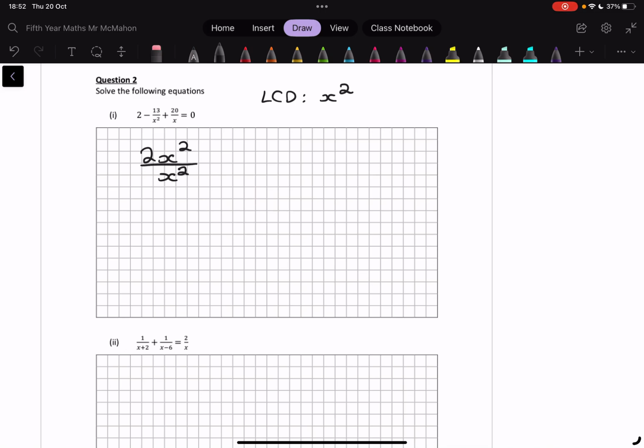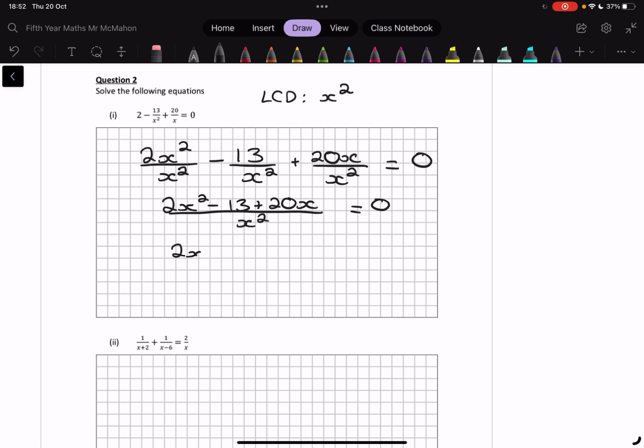so I multiply the top by x squared also. The second fraction will not have to change at all. The last fraction, I have to multiply the bottom by x to make it an x squared, so I do the same to the top as well. On our next line, I can rewrite these three separate fractions as one fraction over their new common denominator of x squared. And on my next line, I can multiply across by x squared and rearrange the top line to make it easier for myself.